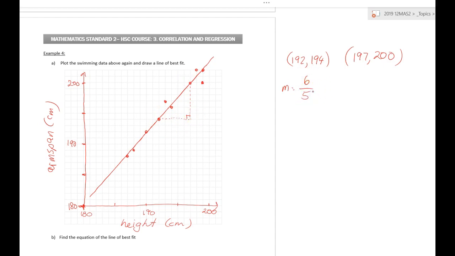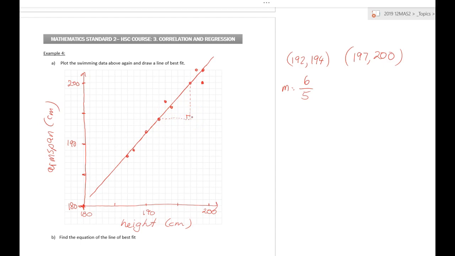So I think the gradient is 6 over 5, or 1.2. I think that seems fairly reasonable. Let's just check that again: 1, 2, 3, 4, 5. A rise of 6 over a run of 5. Rightio, that's my rise over run.